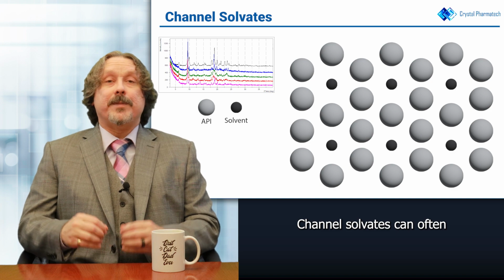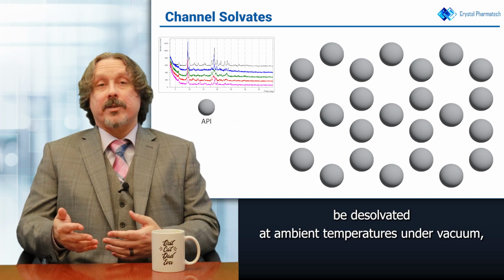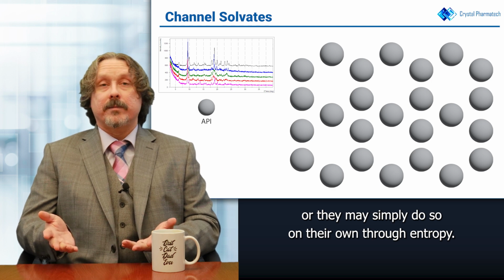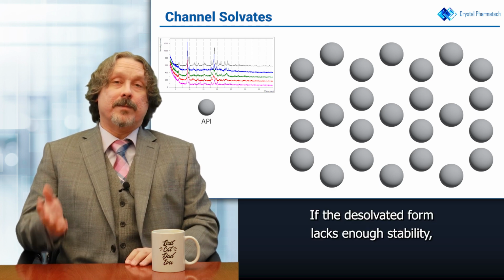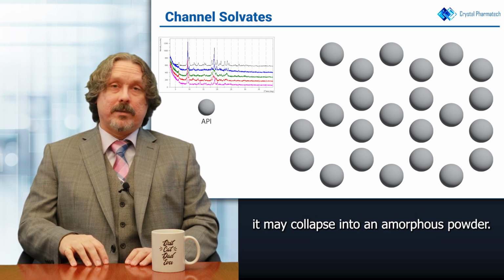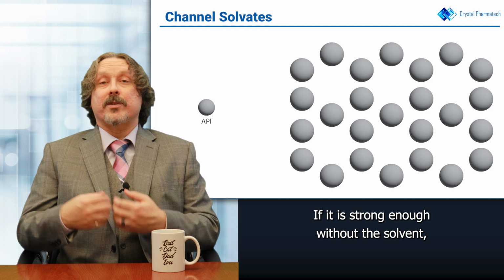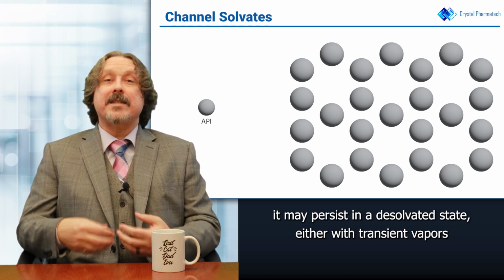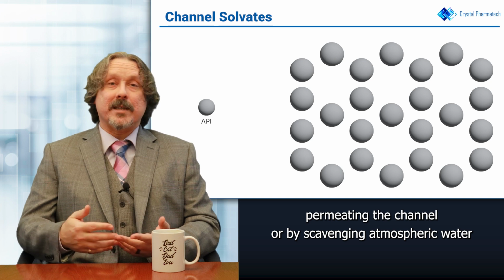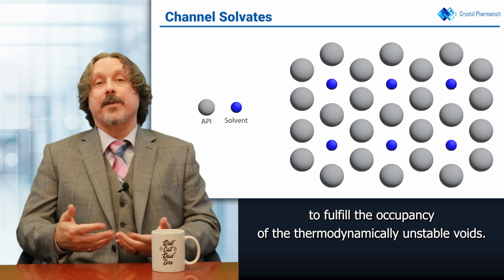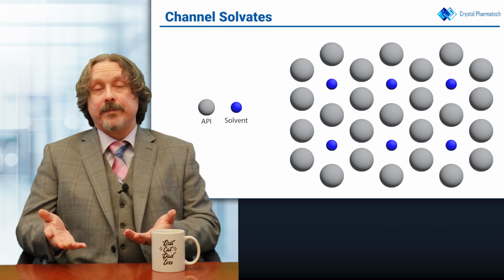Channel solvates can often be desolvated at ambient temperatures under vacuum, or they may simply do so on their own through entropy. If the desolvated form lacks enough stability, it may collapse into an amorphous powder. If it is strong enough without the solvent, it may persist in a desolvated state, either with transient vapors permeating the channel or by scavenging atmospheric water to fulfill the occupancy of the thermodynamically unstable voids.